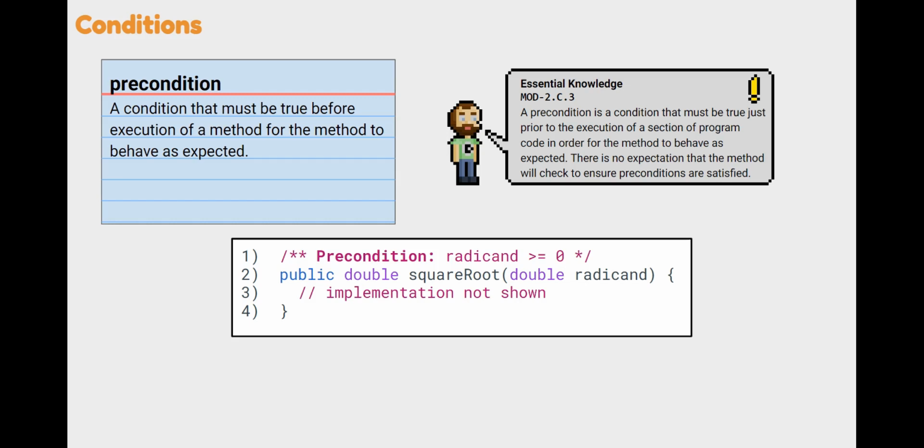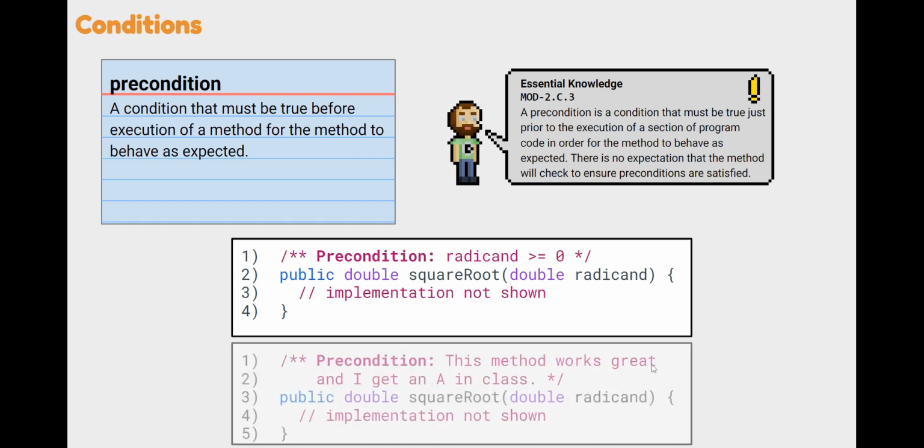This aligns with our essential knowledge. A precondition is a condition that must be true just prior to the execution of a section of program code in order for the method to behave as expected. There is no expectation that the method will check to ensure preconditions are satisfied. What that means is just because you put a precondition doesn't mean that that is true.